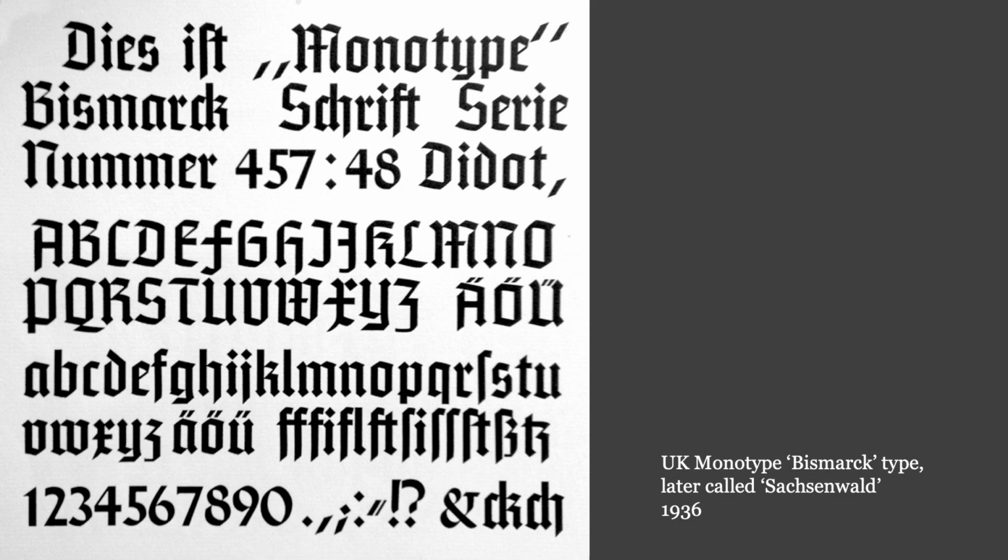One of the bitterest ironies of the whole movement is the fact that English Monotype, who were the only source of matrices for the monotype machine, took its German market so seriously that it actually produced a Nazi-style Gothic type, which it called first of all Bismarck and later Sachsenwald, and commissioned design from a designer from a Jewish family who was a refugee in England.